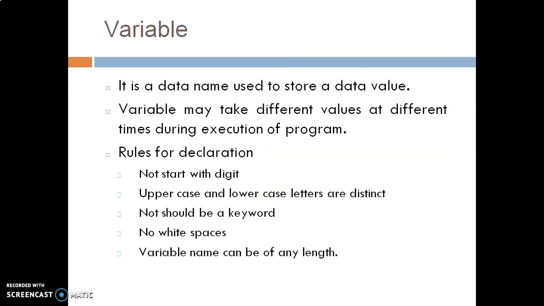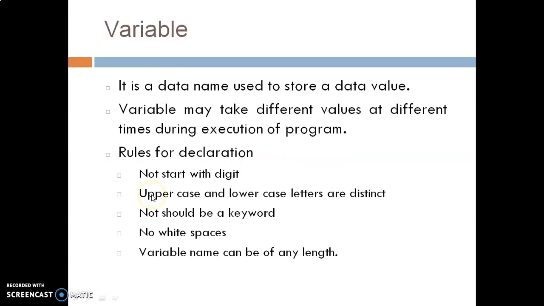Variables, the same rule that we have used in C as well as in C++. It is a data name used to store a data value. Rules are the same: it should not start with a digit, and uppercase and lowercase letters are distinct, it means they are different. It should not be a keyword. You cannot use goto or void or if, because they are keywords. No white spaces are allowed. If you try to do this, you will get a syntactical error. Then a variable name can be of any length in Java.